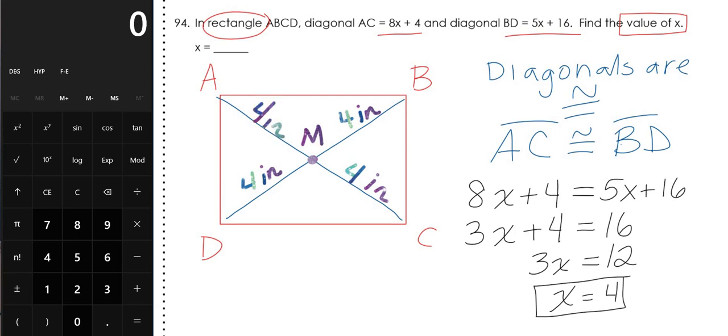So key here is that they cross at each other's midpoints, right? That's very, very important. So when your shape is slanted like a parallelogram or a rhombus, don't forget that even though the diagonals are not the same length, they still cut each other in half, okay? That they share the midpoint. Okay, let's move on to number 95.